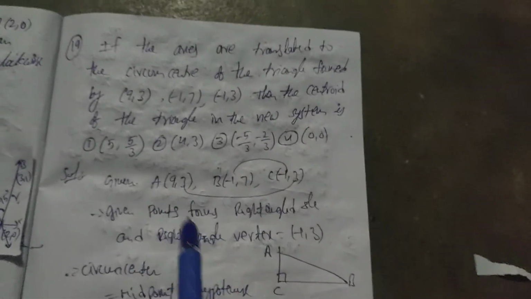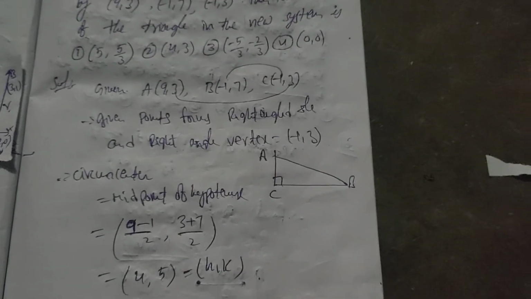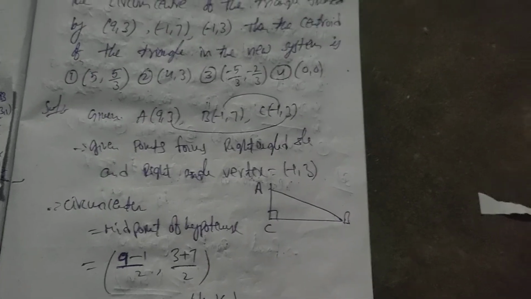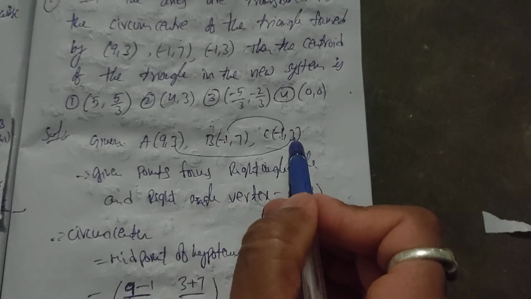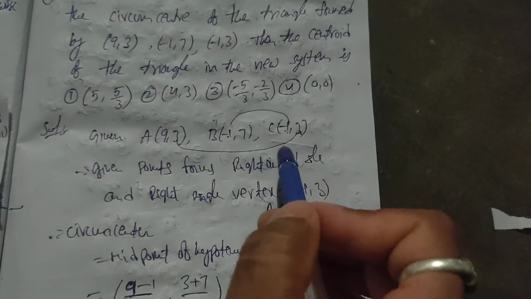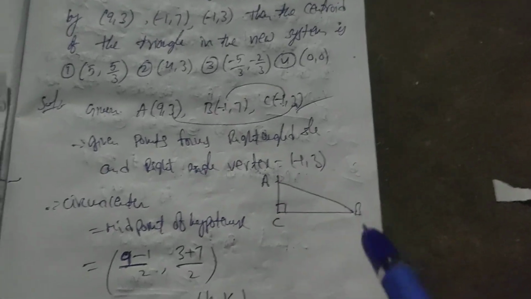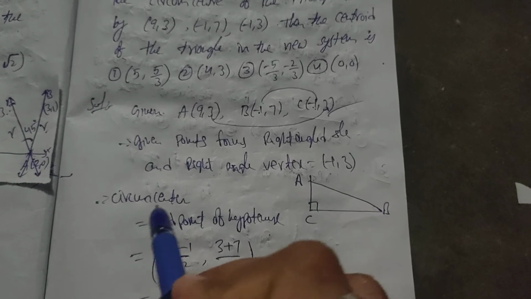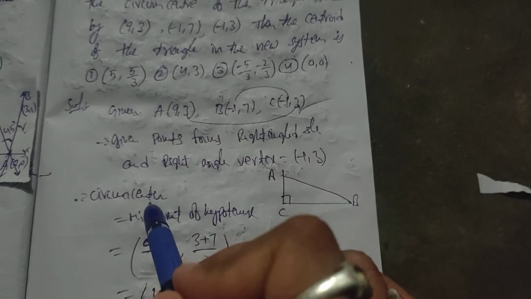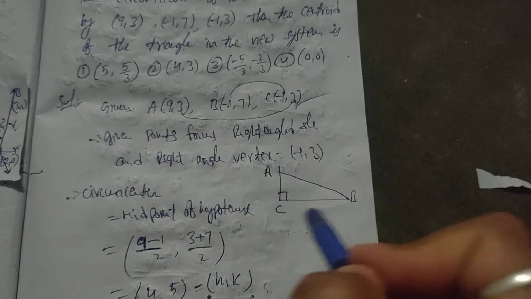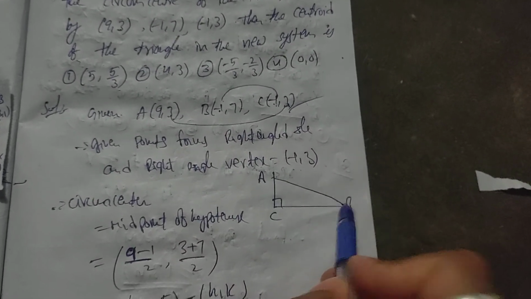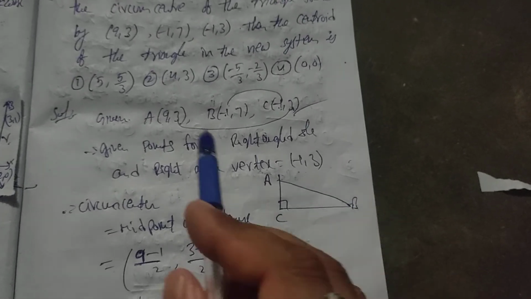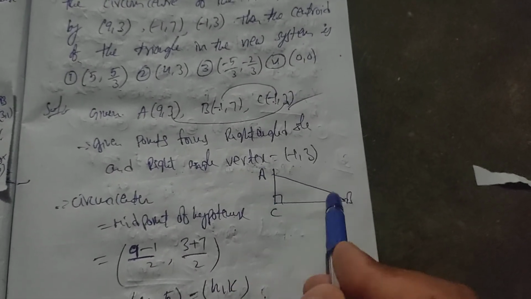Okay. So first you observe here the given points are (9, 3), (-1, 7), (-1, 3). Observe here (-1, 7) and (-1, 3): the abscissa is the same. And (9, 3) and (-1, 3): the ordinate is the same. That means it forms a right angle triangle and this is the right angle vertex. So in a right angle triangle, the circumcenter is equal to the midpoint of the hypotenuse. So it is ABC, C is the right angle vertex. So A and B are the endpoints of the hypotenuse. That means the midpoint of AB is nothing but the circumcenter.